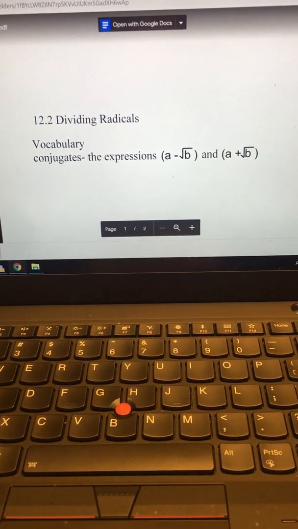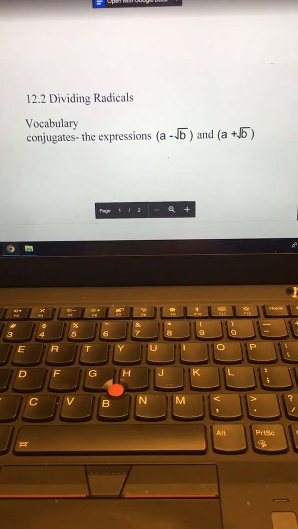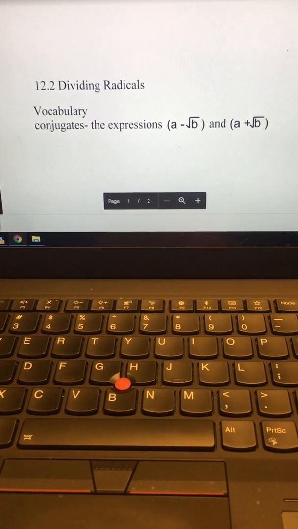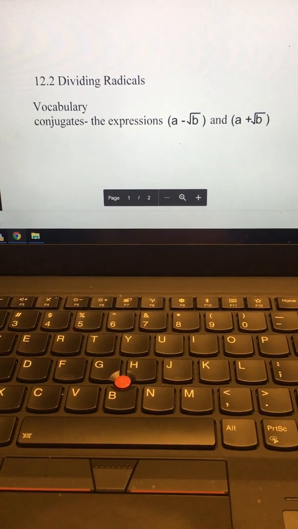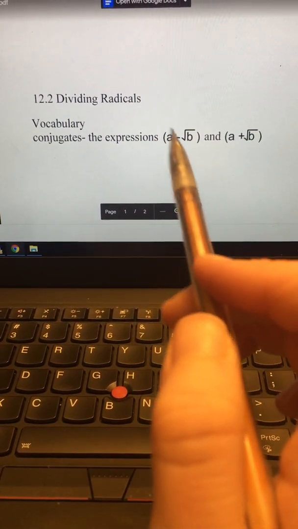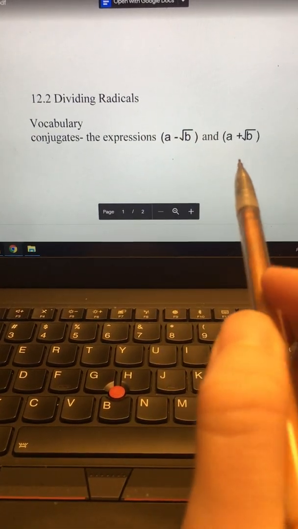Hey everyone, we're going to take our third day of class notes on 12-2, where we're still dividing radicals, so we have to work on getting the root out of the bottom. In the bottom though, we're going to have a binomial, so we're going to have two terms. We're going to have something that either looks like this or like this.